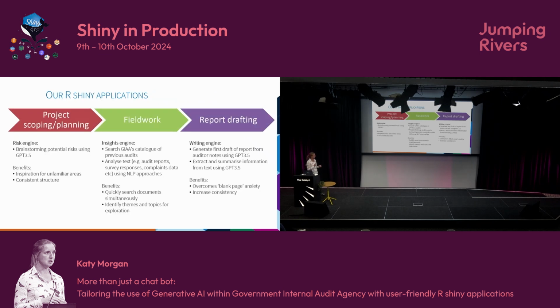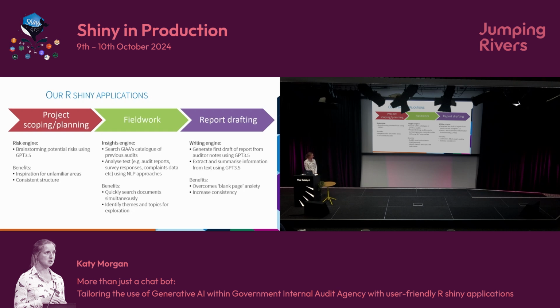So we have 3 R Shiny apps at the moment. Each one aims to support a specific stage of the audit process. The first stage is the project scoping or planning stage, and we've got the risk engine, which uses GPT 3.5 to enable users to brainstorm and explore potential risks that an organisation might be exposed to. And I'm going to show you the risk engine in a moment.